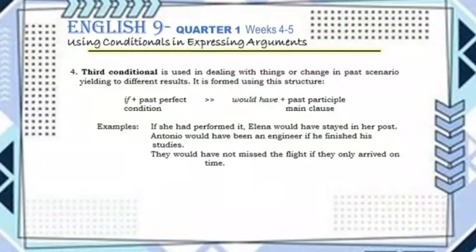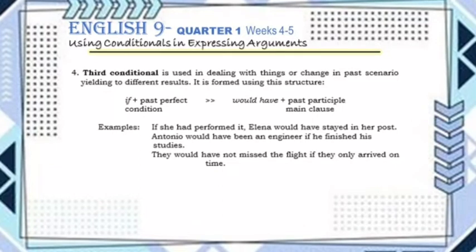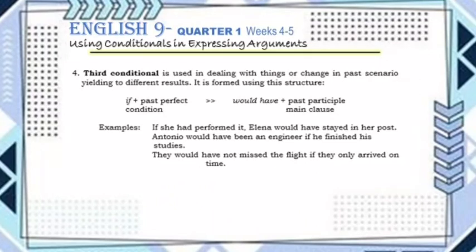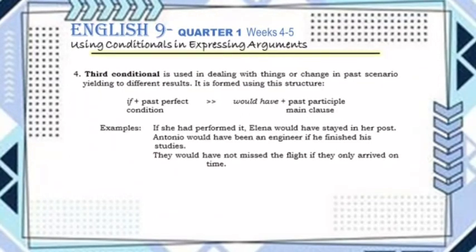Number 4. Third conditional. Third conditional is used in dealing with things or chance in past scenario yielding to different results. It is formed using these structures. If plus past perfect condition, would have plus past participle main clause.